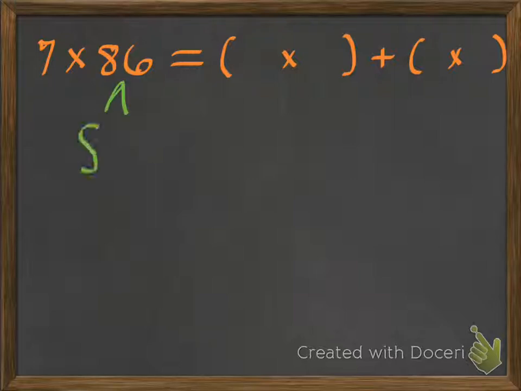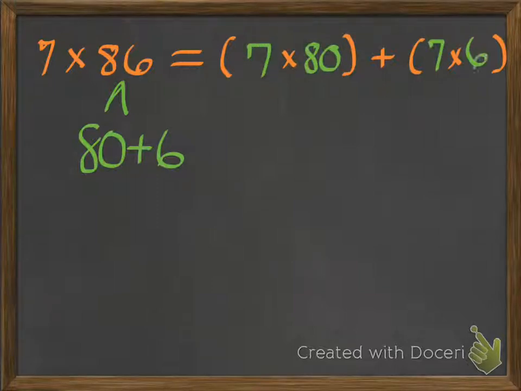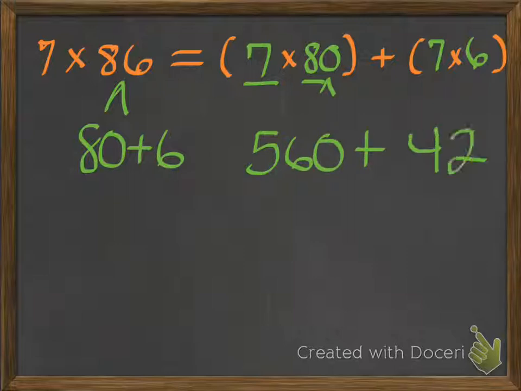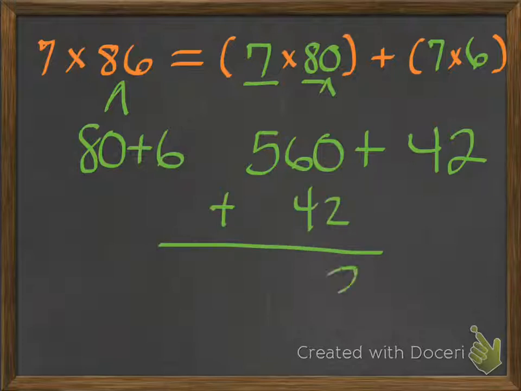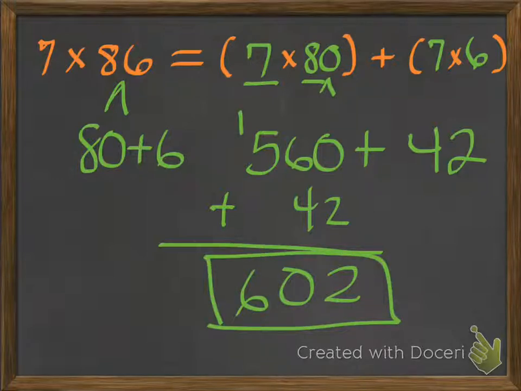Okay, did you break down 86 into 80 plus 6? I hope so. Then you should do 7 times 80 and 7 times 6. And 7 times 80, I'm going to underline the numbers that are not 0. 7 times 8 is 56. Tack on the 0. And I'm going to add it to 7 times 6. That's 42. So now I'm going to add it up. I'm going to move that 42 down here and just add them up. 10 and then 6. 602.